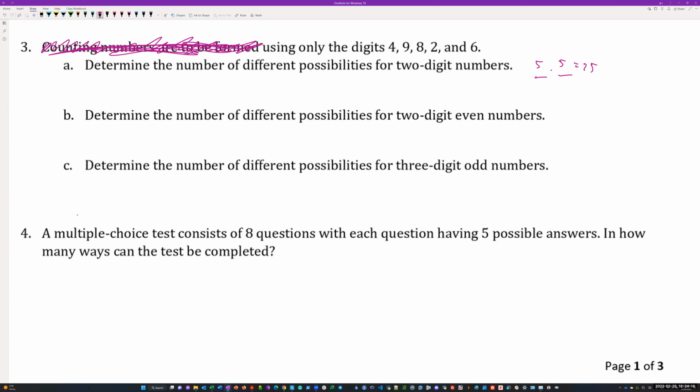Determine the number of different possibilities for 2-digit even numbers. All right. This one's a little bit more annoying. So got to be a little careful here, I guess. Not completely, but a little. Why do you get 16? Where do you get 4 to the 4? Even numbers, some of the even numbers? Yeah, 4 even.